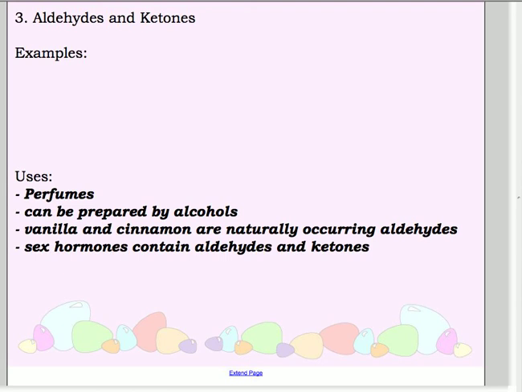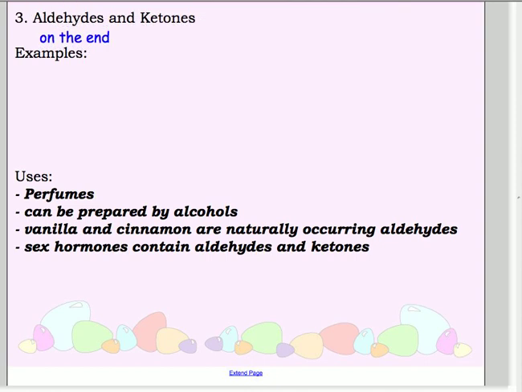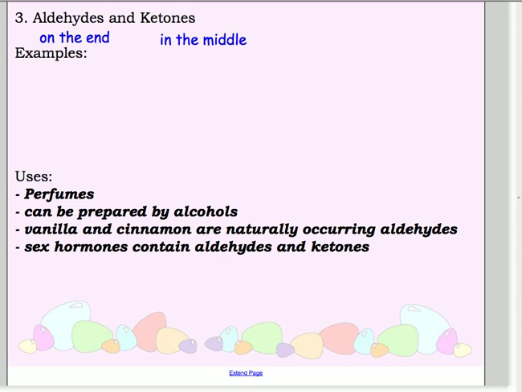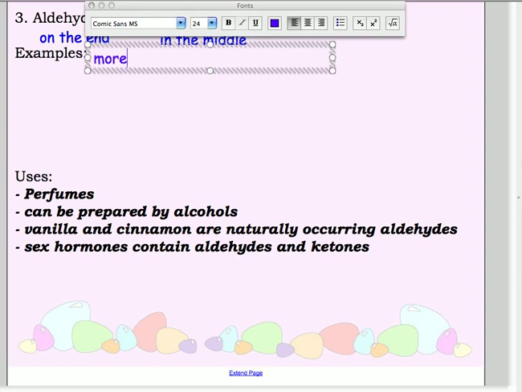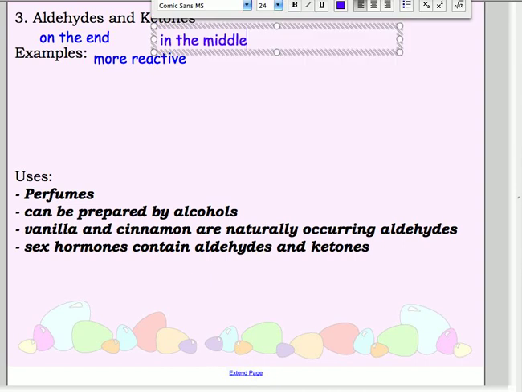Aldehydes and ketones are pretty cool. You may want to just give yourself a hint on this. Aldehydes are on the end. Ketones are in the middle. So these are very, very similar, but because aldehydes are on the end, they're going to be more reactive. So you may want to give yourself a note. They are more reactive. And ketones are less reactive.